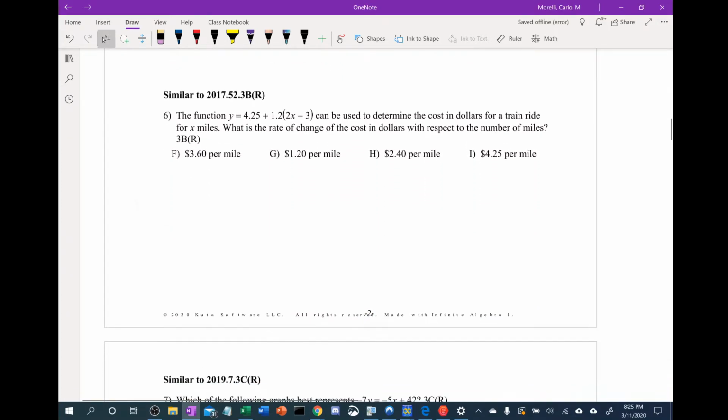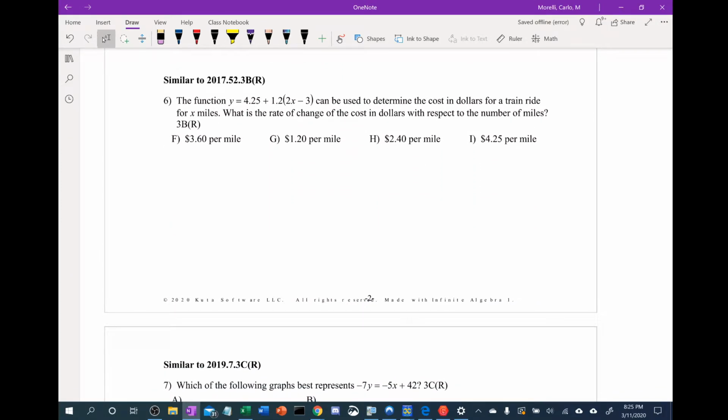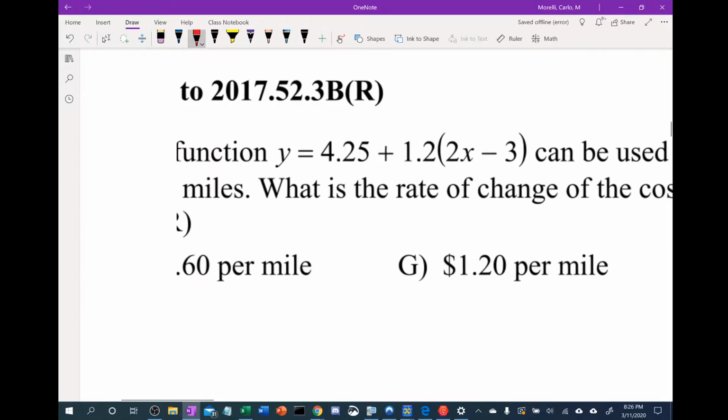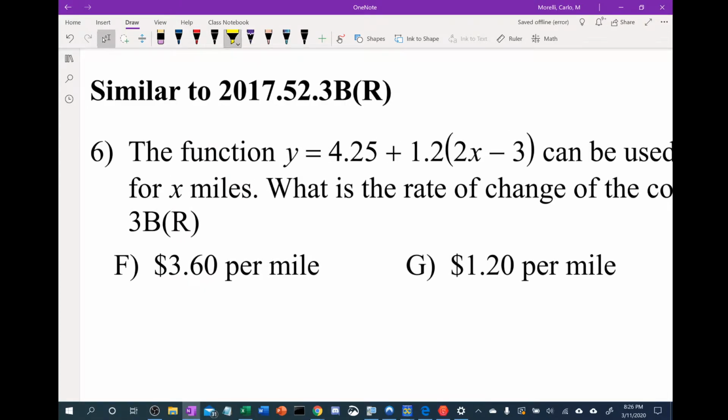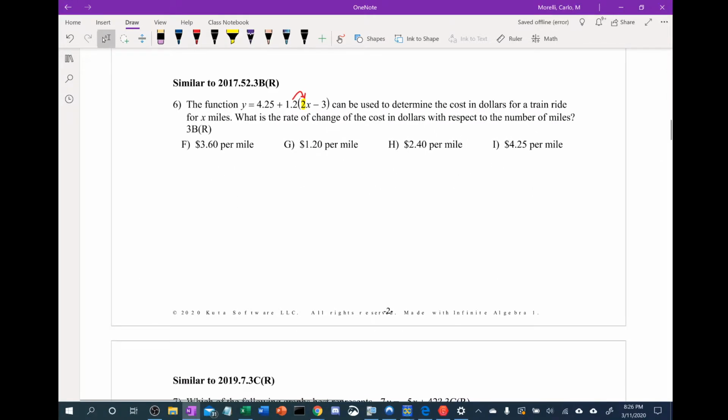Moving on. Number 6, the function y equals 4.25 plus 1.2, open parentheses, 2x minus 3, can be used to determine the cost in dollars for a train ride for X miles. What is the rate of change in the cost in dollars? Okay, now be careful here, because the problem that this problem is kind of the child of did not have a number next to the X inside the parentheses. You have to be careful here. What you must do is multiply 1.2 times 2 before you find the correct rate of change.